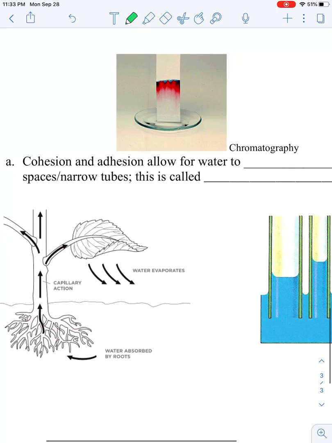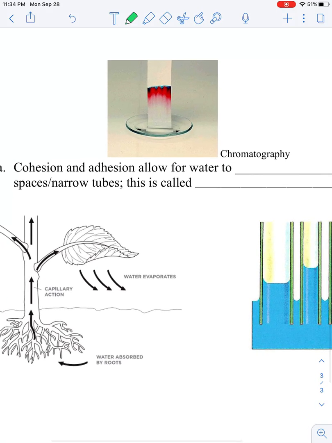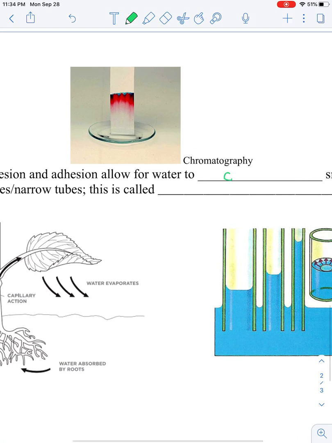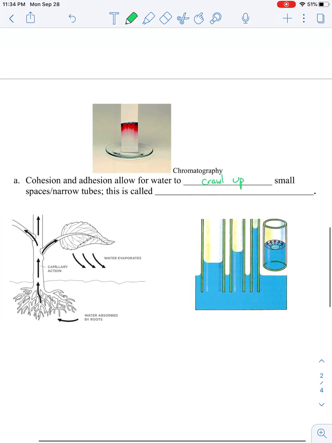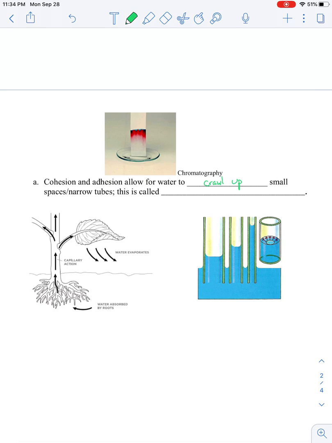Lastly, cohesion and adhesion allow for water to crawl up small spaces or narrow tubes. And this is called capillary action. The narrower the tube, the greater the capillary action. And plants have really taken advantage of this.